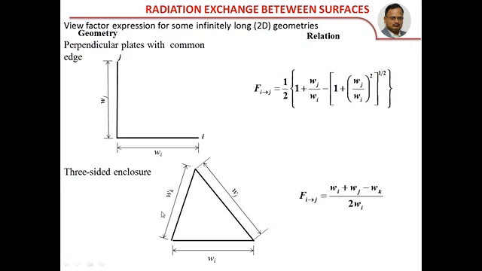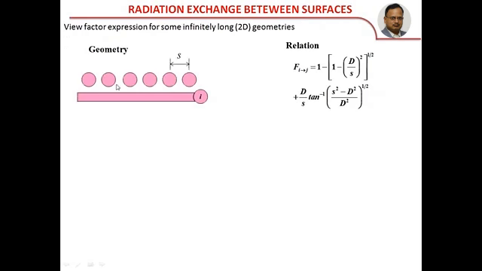If there is a three-sided enclosure with different dimensions i, j, k, Fi to j is given by this formula. And for infinitely long geometries, if you take like this, a cylinder separated by a distance s, then Fi to j is given by this formula.